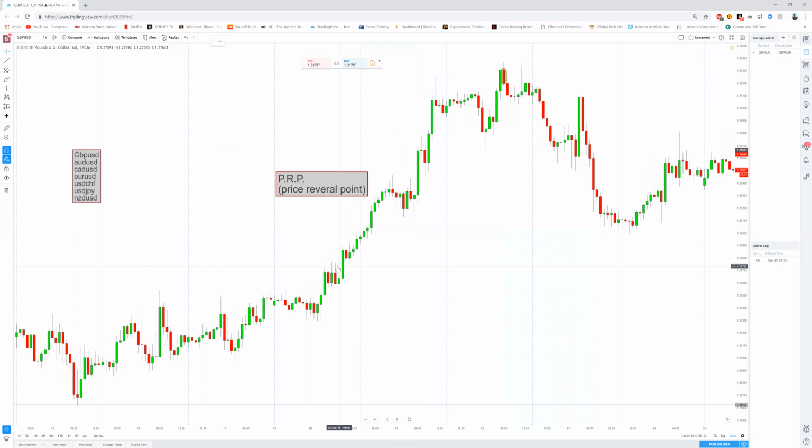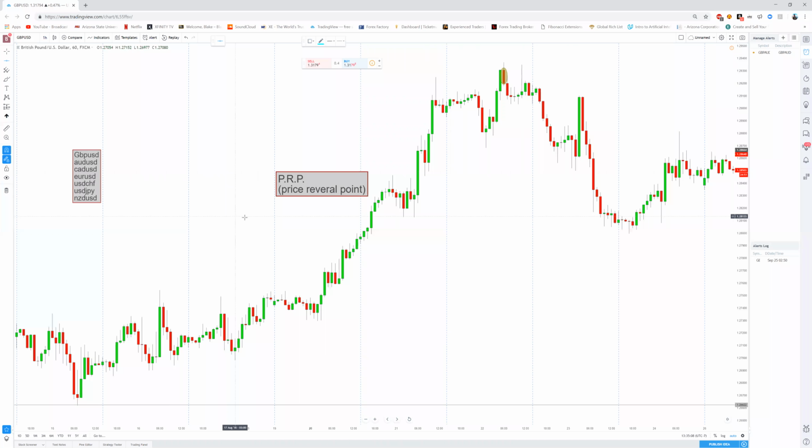PRP stands for price reversal point. And it's a really easy tool to use, and it's very powerful. It's a really good confirmation to add to your arsenal of trading tools. It's really easy to find. On the toolbar over here, you just click on the trendline tool, the little arrow, and you click on a horizontal line. You can also press Alt-H if you like those shortcut keys. And all you're looking for is starting on the 1 hour and up.